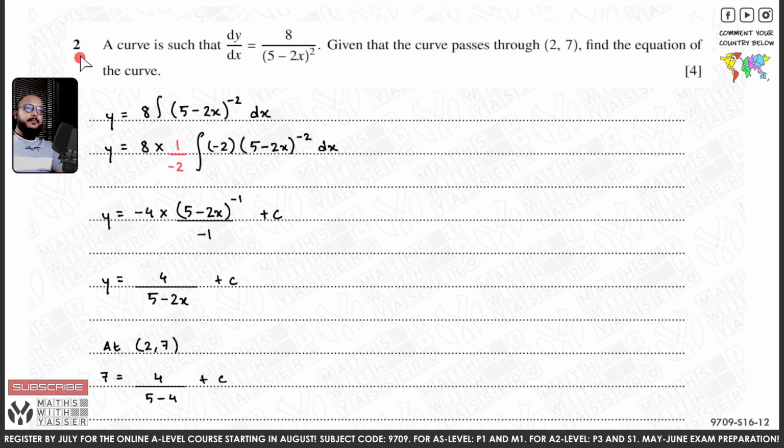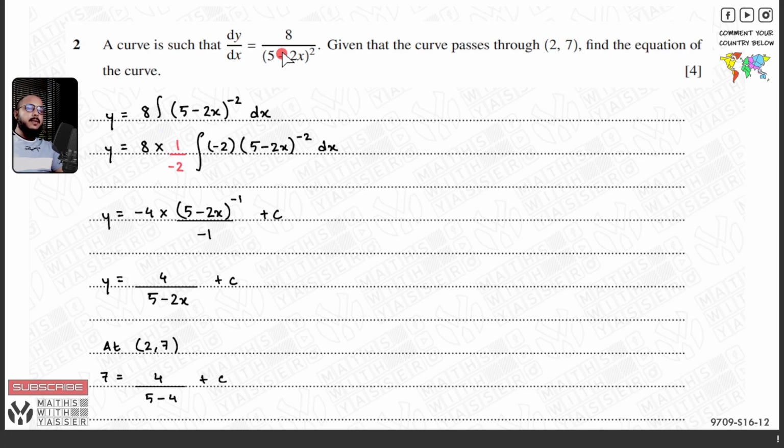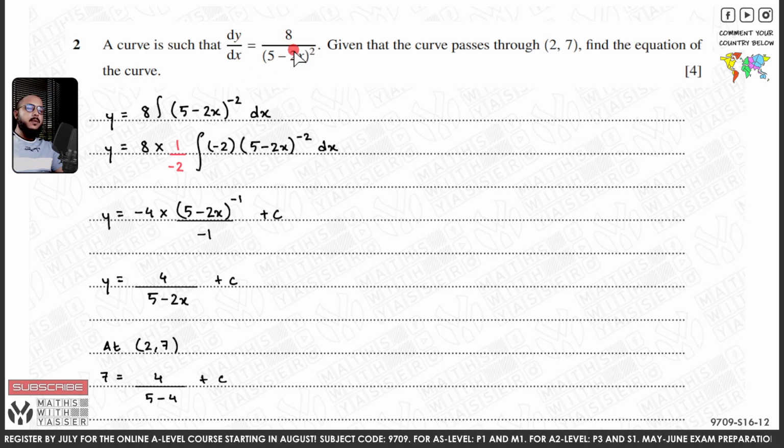Question number 2. A curve is such that dy by dx is equal to 8 over (5 minus 2x) squared. Given that the curve passes through (2, 7), find the equation of the curve. So we are provided with dy by dx. That means we need to integrate this equation to find the equation of the curve.